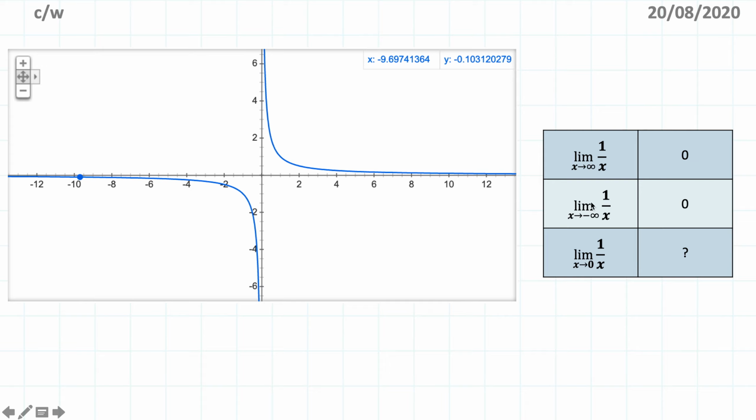As you go to negative infinity, 1 over those big negative numbers will give you a 0. So that's nice. But what happens when x approaches 0?